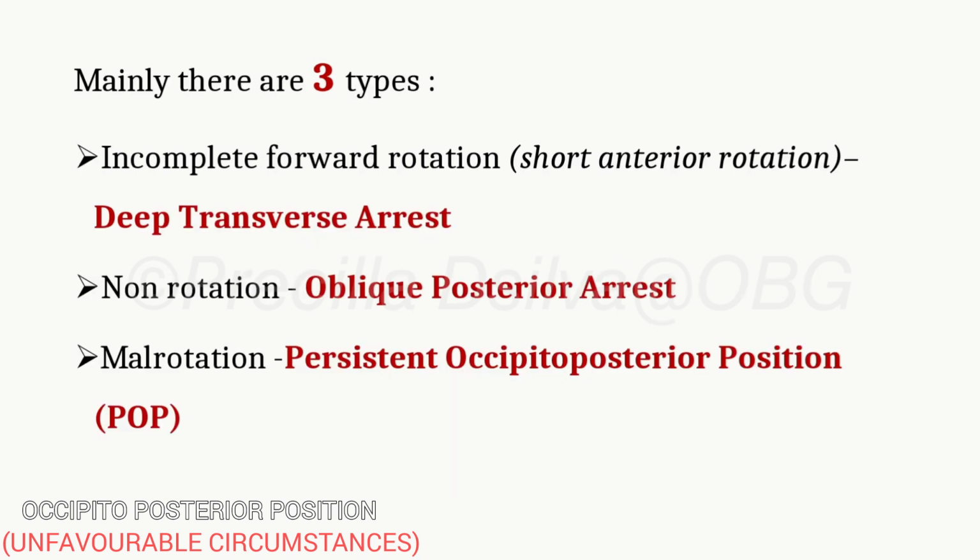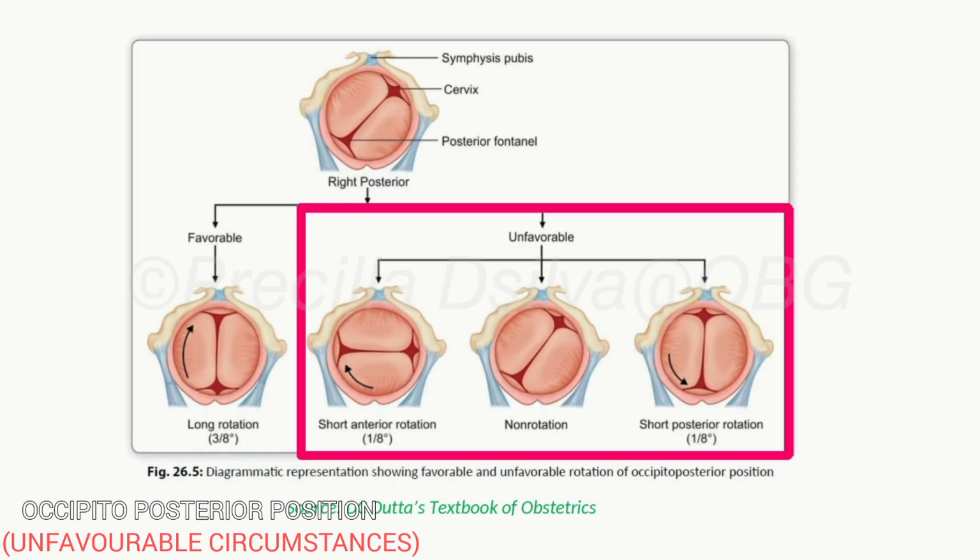Mainly there are three types. Incomplete forward rotation or short anterior rotation ends up with the deep transverse arrest. Second one, non-rotation, ends up with oblique posterior arrest. Third one, malrotation, the outcome will end with persistent occipito-posterior position or POP. You can see in the slide, pink color highlighted ones are unfavorable positions in the occipito-posterior mechanism.